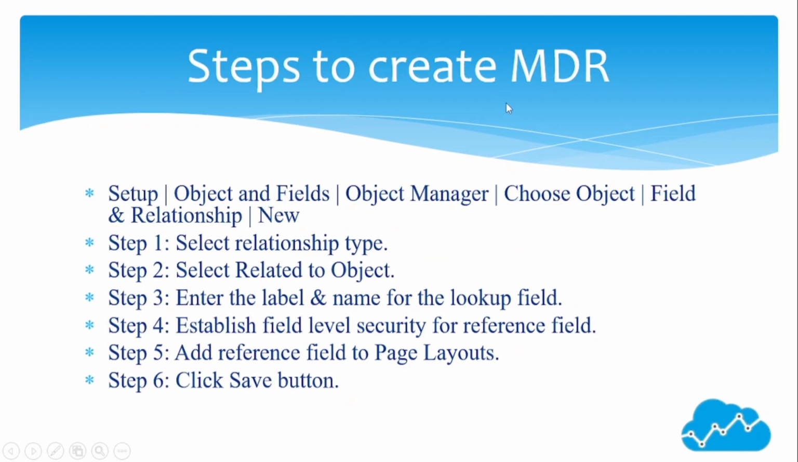So steps to create master detail relationship: setup, object and fields, object manager, choose object, fields and relationship, click new. Step 1, select relationship type. Step 2, select related to object. Step 3, enter the label and name for the lookup field. Step 4, establish field level security for reference field. Step 5, add reference field to page layouts. Step 6, click save button.